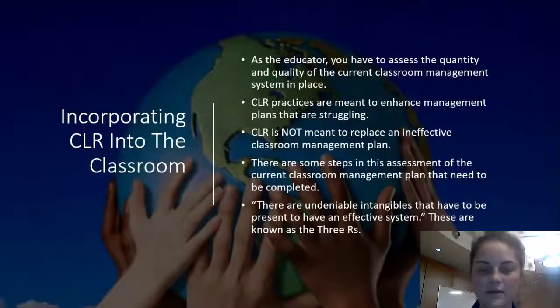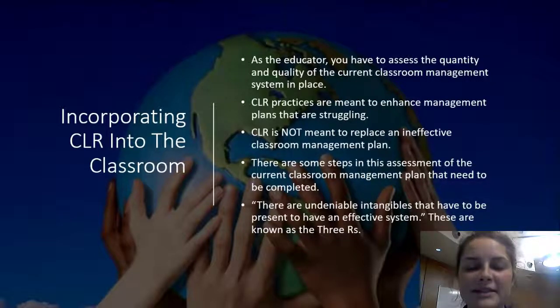So, as the educator, you have to assess the quantity and quality of the current classroom management system that you have in place. CLR practices are meant to enhance management plans that are struggling. CLR is not meant to replace an ineffective classroom management plan. So what this is saying is that you can incorporate CLR practices only after you assess your current classroom management plan.